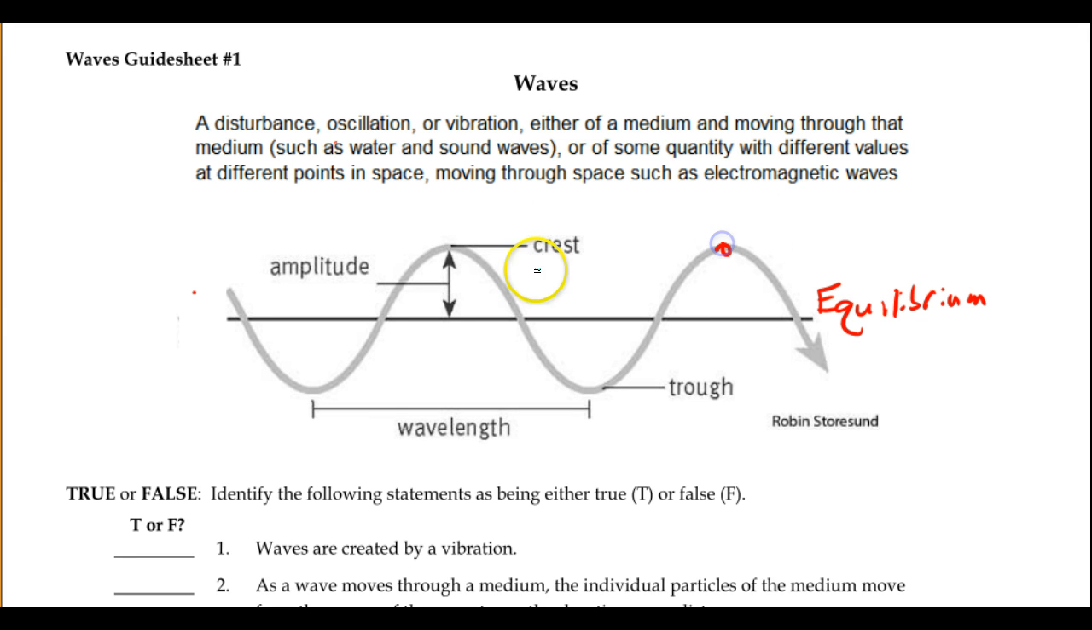Highest parts of the wave are called the crests. Lowest points of the wave are called troughs because they kind of look sideways. They look like a trough.